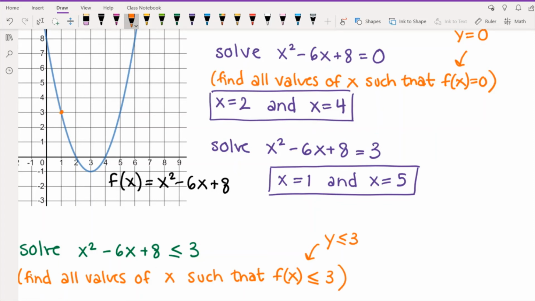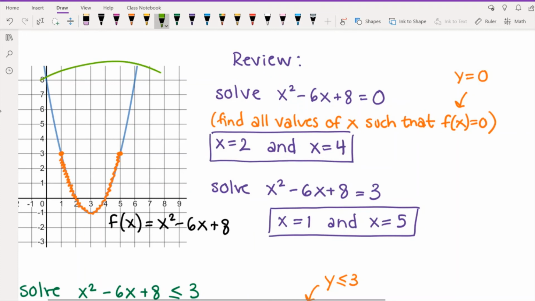So here's when y is equal to 3. Here's when y is equal to 3. So let's shade in the part of the graph where the y values are below 3. So the y values are below 3 on this part of the graph, right? This is the part of the graph where the y values are below 3. Anything up here, the y values are over 3.